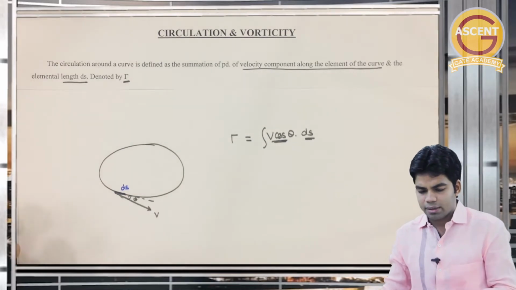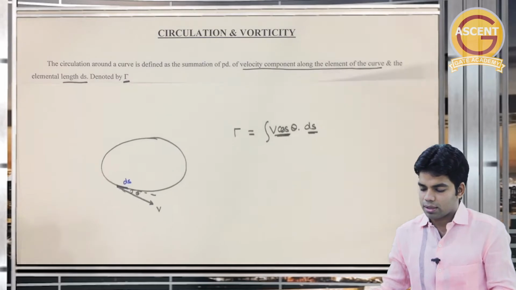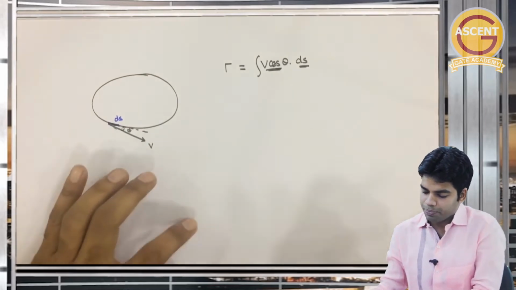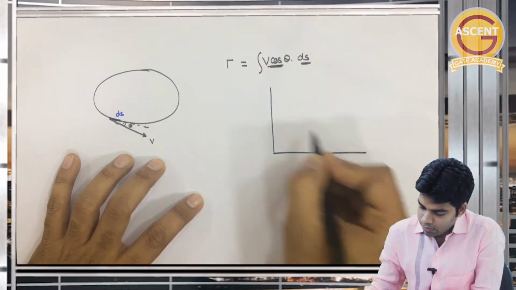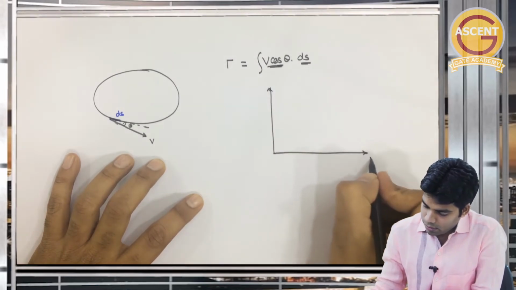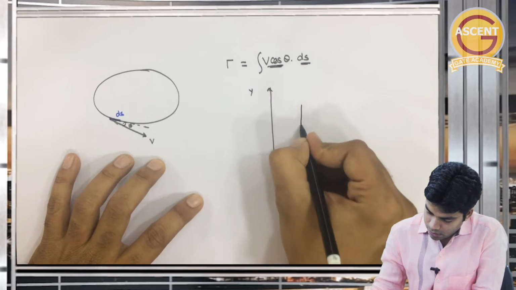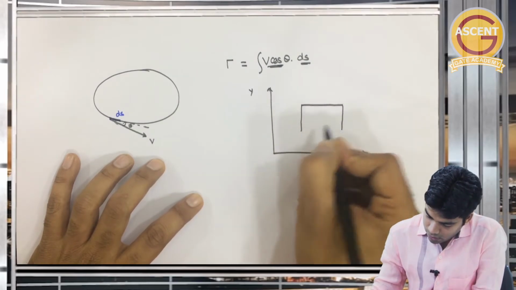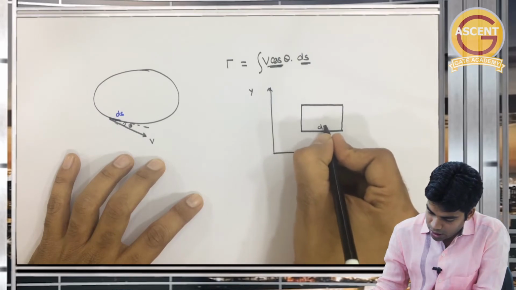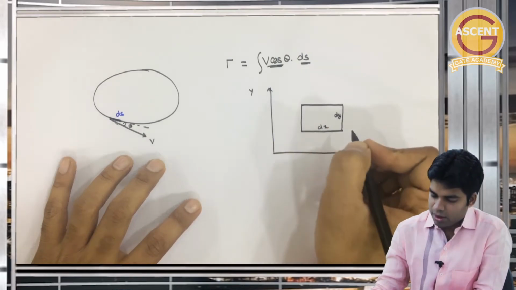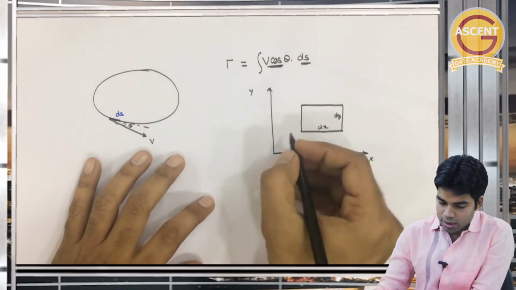Now I will make this more clear. Let's suppose we are considering a rectangular element, with dimensions dx and dy. Okay, this is a b c d.